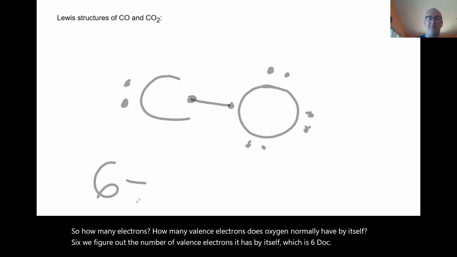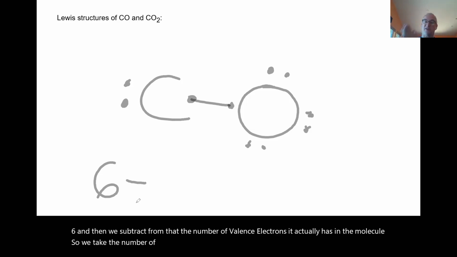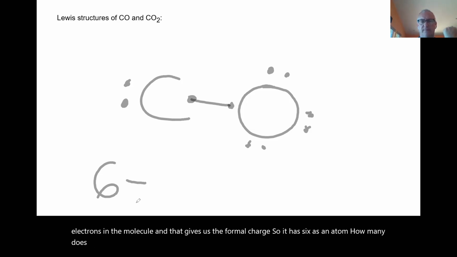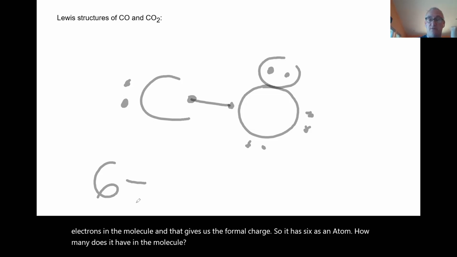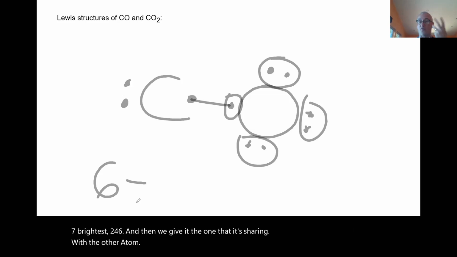And then we subtract from that the number of valence electrons it actually has in the molecule. So we take the number of valence electrons in the atom, we subtract the number of valence electrons in the molecule, and that gives us the formal charge. So it has 6 as an atom. How many does it have in the molecule? 7, right? It's 2, 4, 6, and we give it the one that it's sharing with the other atom. So for formal charge, we assume they're shared equally.